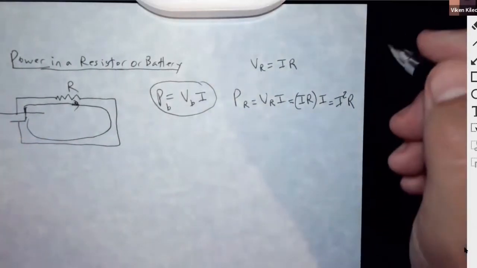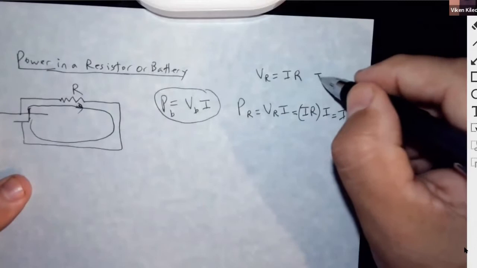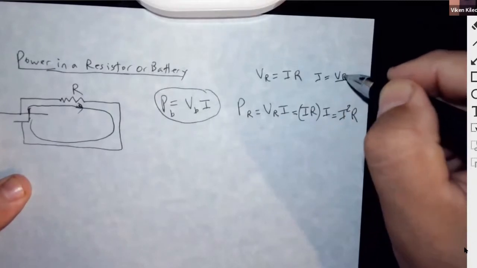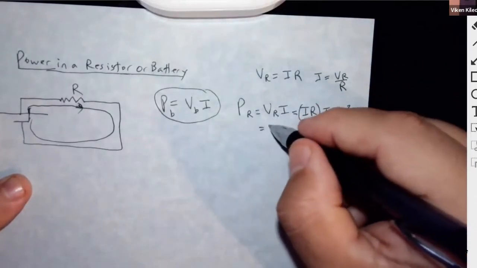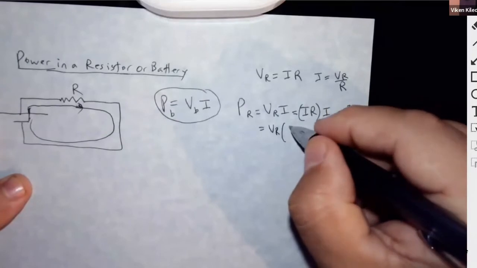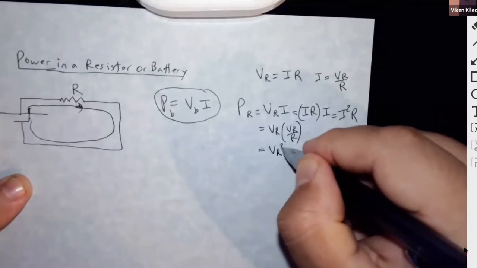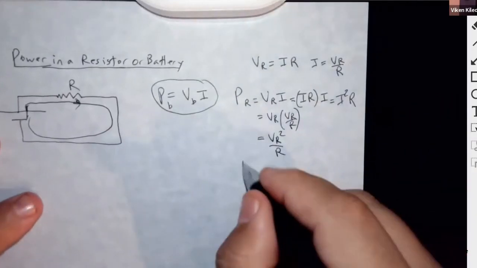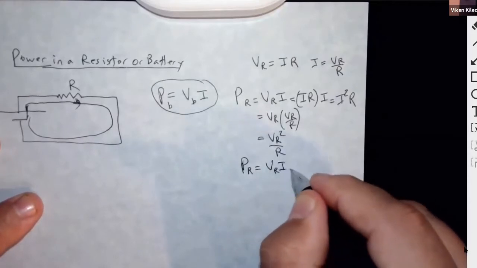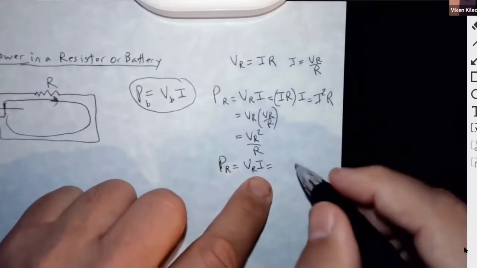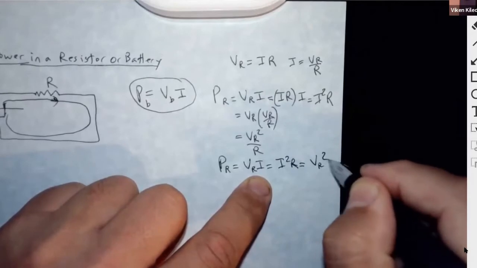Also, you could substitute the current, saying current is equal to VR over R. Then substitute that in, and you get VR over R times VR, so you get VR squared over R. So you have three forms of the power equation in the resistor: VR times I, or I squared times R, or VR squared over R.